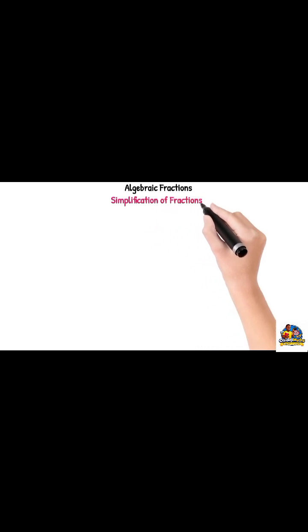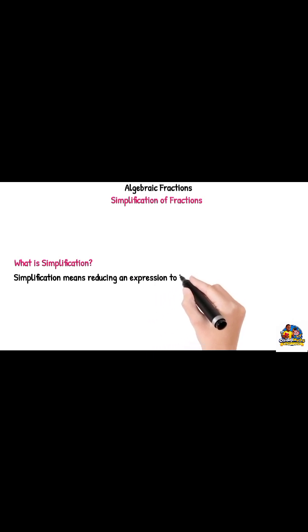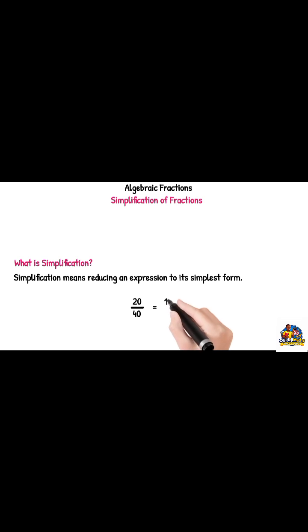Simplification of fractions. What is simplification? Simplification means reducing an expression to its simplest form. Look at 20 over 40. The simplest form of 20 over 40 is 1 over 2 because 20 can go in 40. 20 in 40, 2. 20 in 20, 1.